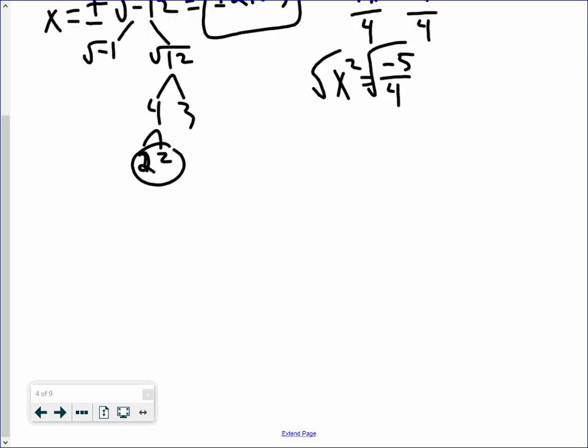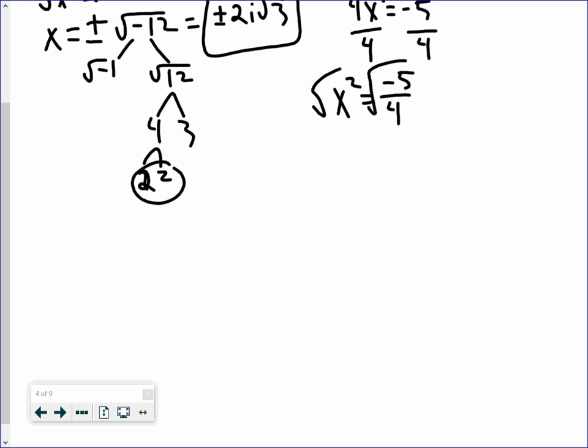And when we take a square root of a fraction, what you want to do is distribute that square root to the top and bottom. So the square root of x squared is x. That's going to be plus or minus. We're going to distribute that square root to the top and bottom, like I said. Square root of -5 and the square root of 4. All right, so let's go ahead and solve this out.